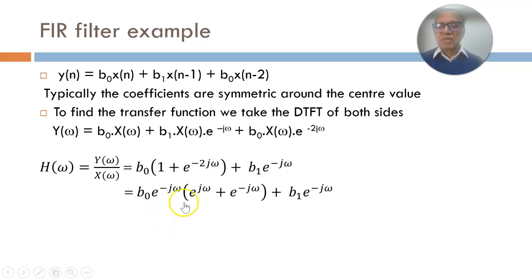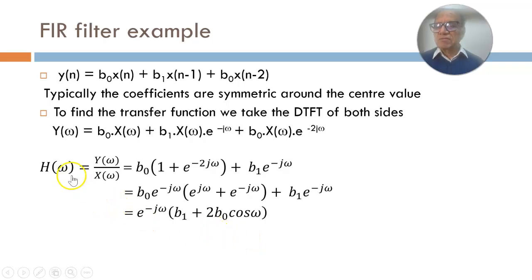Okay, so now e raised to minus j omega is common, and note that e raised to j theta plus e raised to minus j theta will be 2 cos theta. So this can be written in this form. E raised to minus j omega is taken common, so this multiplied by b0 becomes 2b0 cos omega, and this is b1. So e raised to minus j omega into b1 plus 2b0 cos omega. Now if you look at this bracketed term, it has only real values.